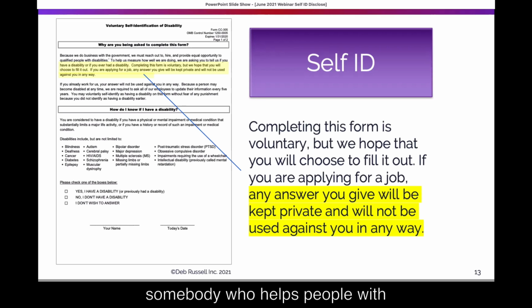If you are somebody who helps people with disabilities apply for jobs, you may want to coach them on how to answer this question and why it's being asked, so that they understand the full value. Because in an ideal world, we do want everybody to answer this question so we understand how successful companies are in trying to employ people with disabilities. But this is a very lumpy, very cumbersome way to ask.